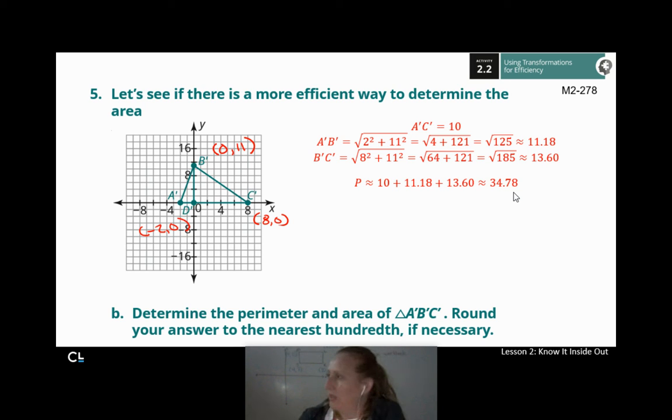So I've got my perimeter. That's great. I need the area. For area, I need base times height. Well, the base is easy. I can count, right? My base is 10, baby.